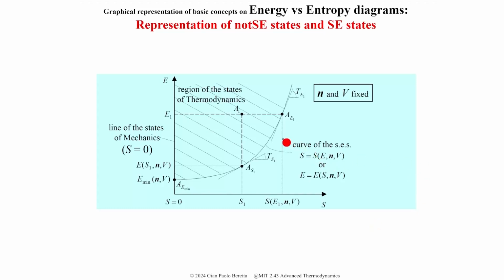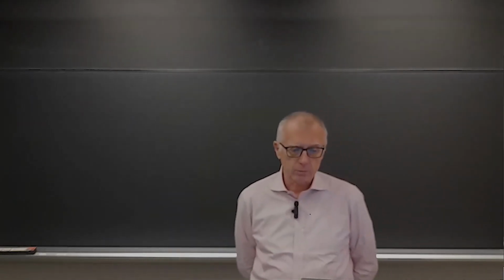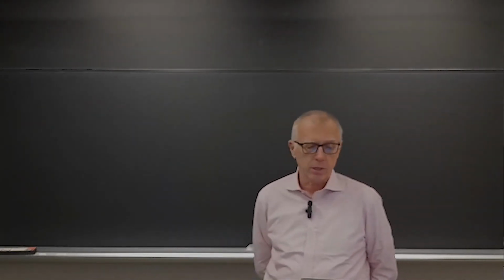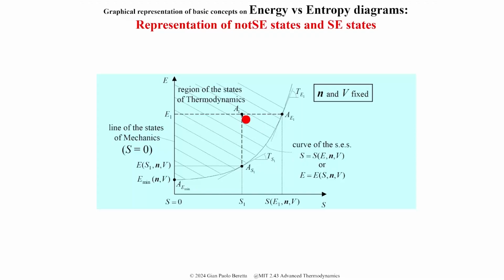Notice that it took us a while to get to temperature, because in order to define temperature, we need the state principle and the fundamental relation for the stable equilibrium states, because it's only for those states that we can define the slope of this curve, which is the temperature. In other words, states that are inside the region are, in general, non-stable, non-equilibrium states. There is no temperature defined there.